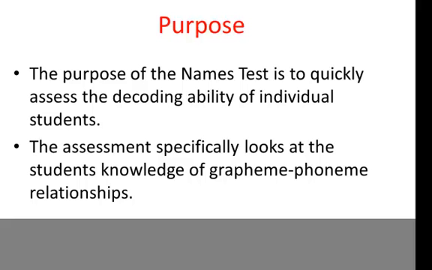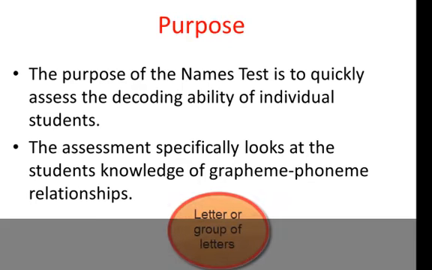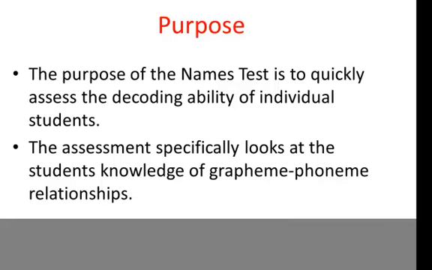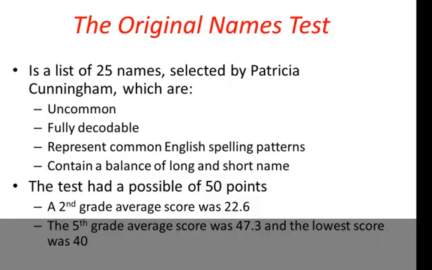Now, the purpose of the names test, like I said earlier, is to quickly assess the decoding ability of individual students. The assessment is designed to specifically assess students' knowledge of grapheme-phoneme relationships. If you remember, a grapheme is a letter or group of letters that represent one sound or one phoneme. In the names test, you find those grapheme-phoneme or letter-sound relationships embedded within the individual names that the students read. So with that said, let's talk a little bit about how the 2 assessments were developed.